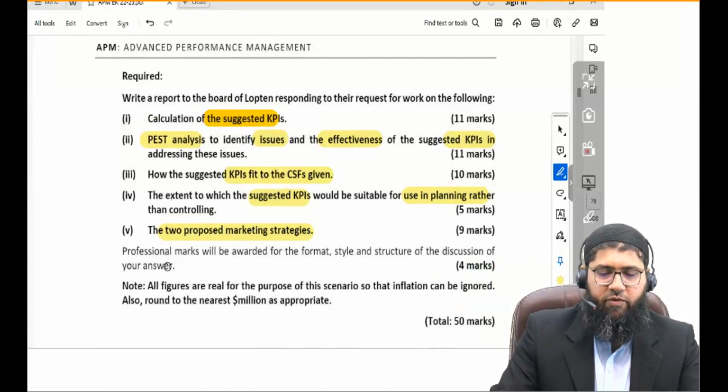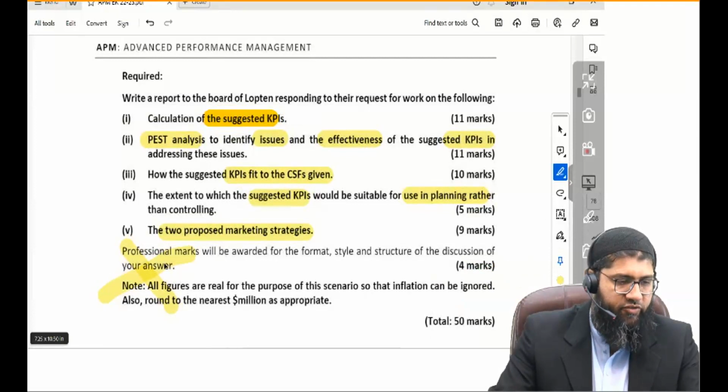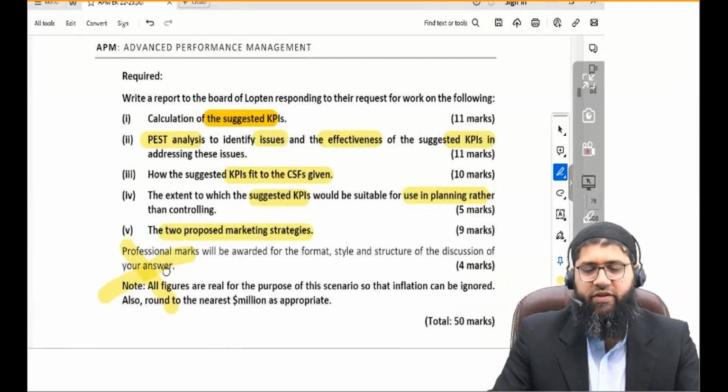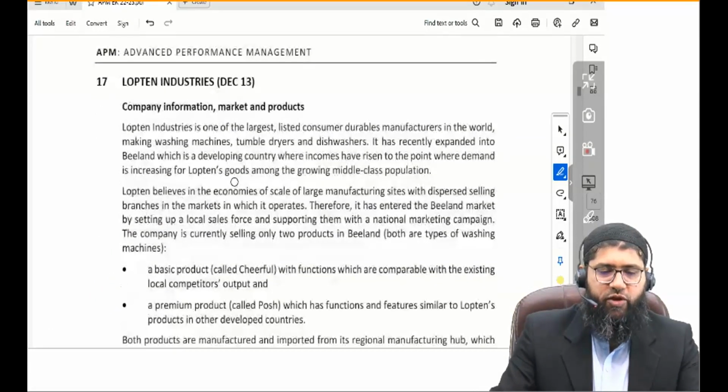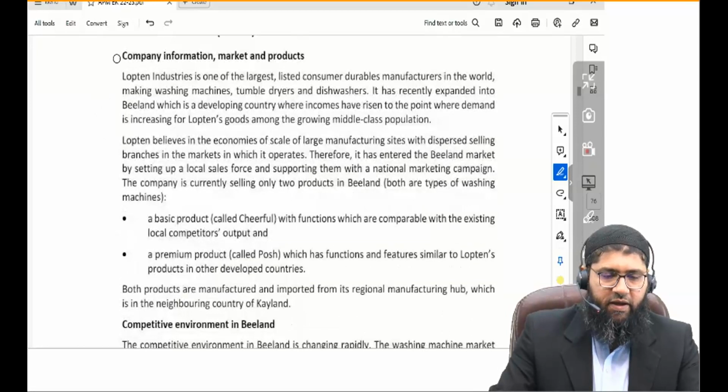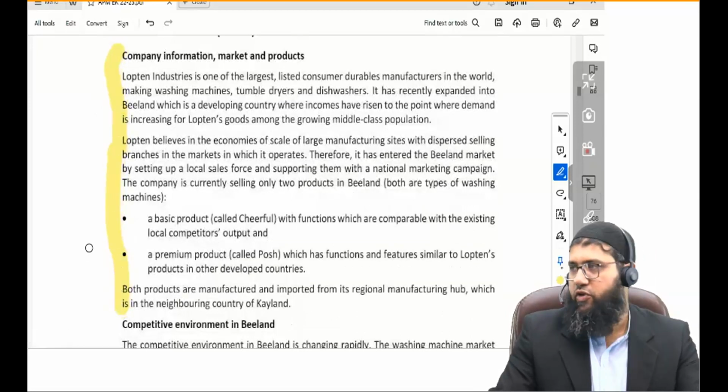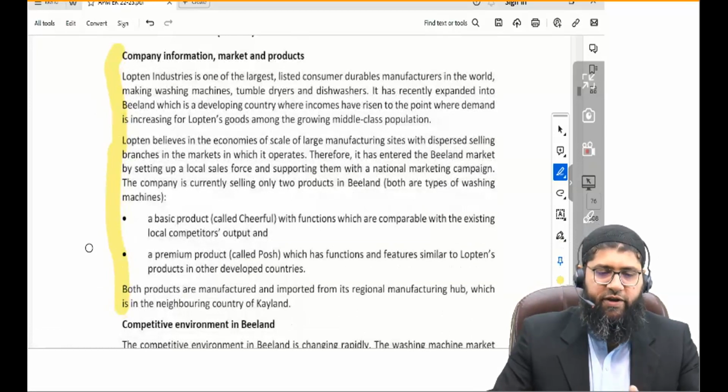Just ignore the professional marks area here, because nowadays the professional marks are 10 marks in question number 1. But the question is still very much relevant and we will go through it. I would suggest that the approach to do the question is to read the top paragraph first so that you have an idea what's going on. So if you could just take 2 minutes, try to read this top paragraph.